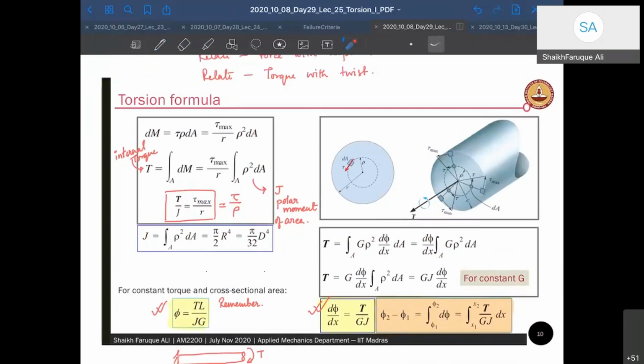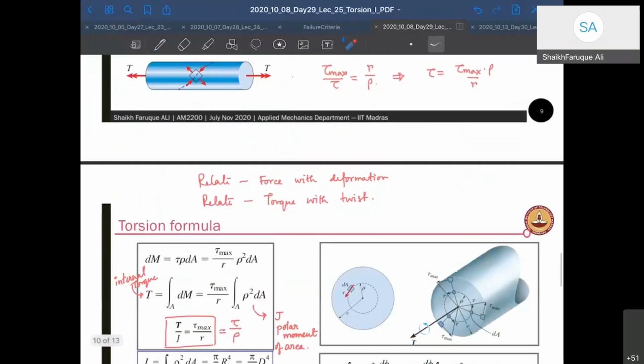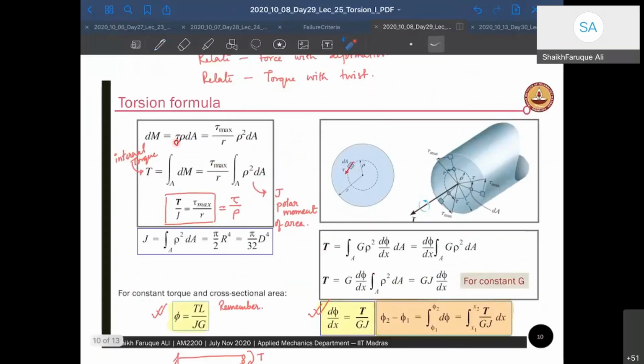Now come here. T is given by the integral over the area of G rho squared d phi by dx. How is this coming? This comes from the relationship that we know, tau max or tau, both are known to me in terms of G and d phi by dx. So where is that? It is here, right? Tau is equal to G rho d phi by dx. So this tau I can replace with G rho d phi by dx and integrate over dA.